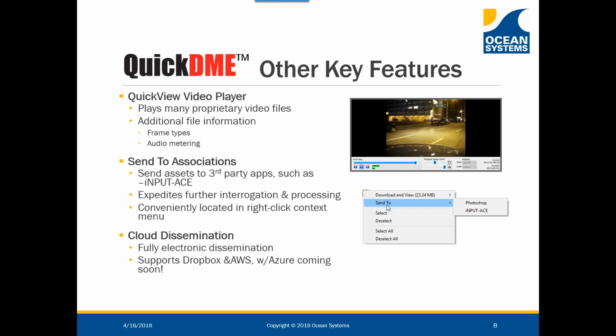Speaking of dissemination, cloud dissemination was introduced in version 3. That's fully electronic, can leverage your agency's Dropbox, your agency's FIPS or CGIS certified Amazon storage, or Azure. We're working on Azure storage for that option as well.